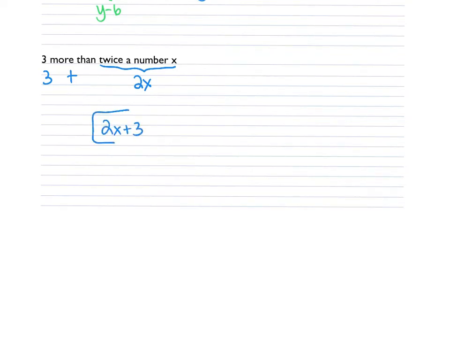And I just write the x term in front because it's usually standard form, but 3 plus 2x would also work. And that's the order that they gave it, so either one is fine. Because of the commutative property of addition, you can write them either way. Right, 1 plus 2 is the same as 2 plus 1. It doesn't matter which order you add things in, you still get the same number.